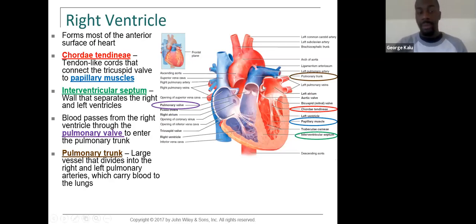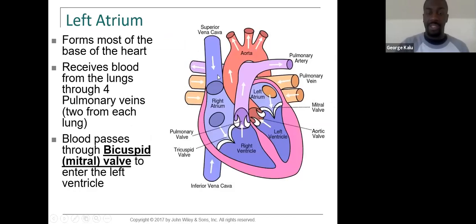Okay. Then we move into the left atrium. Okay. So once that blood gets oxygenated, okay, it's going to come back to the heart through 4 pulmonary veins. Okay, 2 pulmonary veins coming from the left lung, 2 pulmonary veins coming from the right lung. Okay, and they're going to drop off right into the left atrium here. Okay. So the left atrium is going to form the majority of the base of the heart.